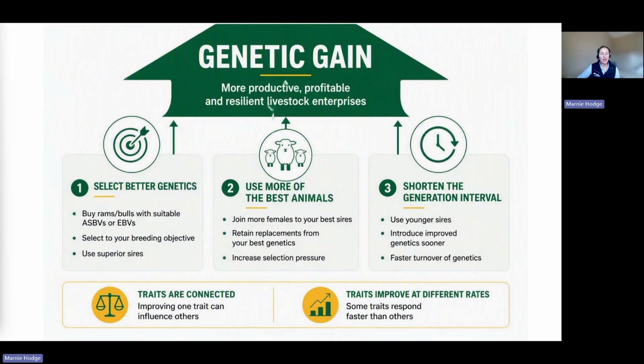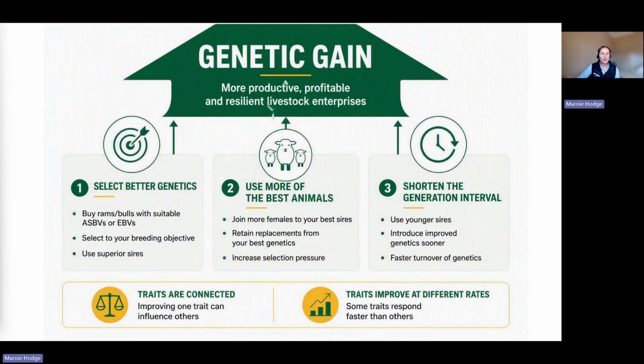So we can make genetic gain and increase the rate of genetic gain to produce more profitable, productive, and resilient livestock through a few different ways. The first is obviously to select animals with better genetics. So first, buy bulls or rams with breeding values, but then also track your average performance over time. Make sure you set a breeding objective and use that breeding objective to help you inform your purchasing decisions. So continuously purchase and use bulls or rams with better genetics than what you did the year before.